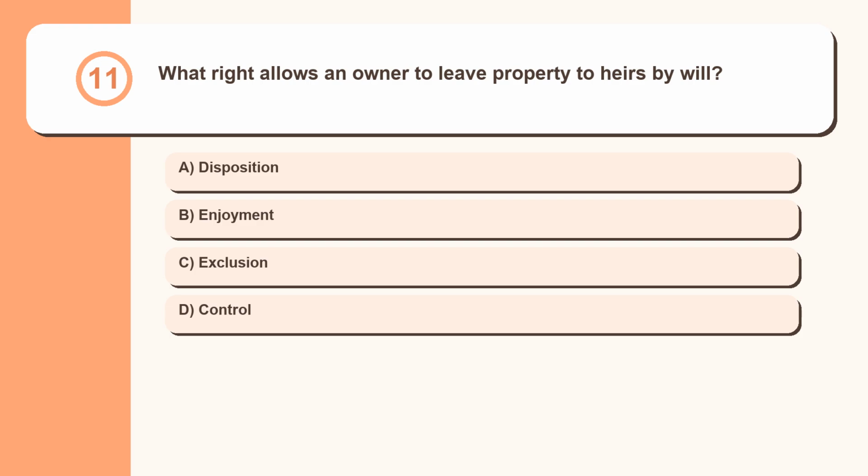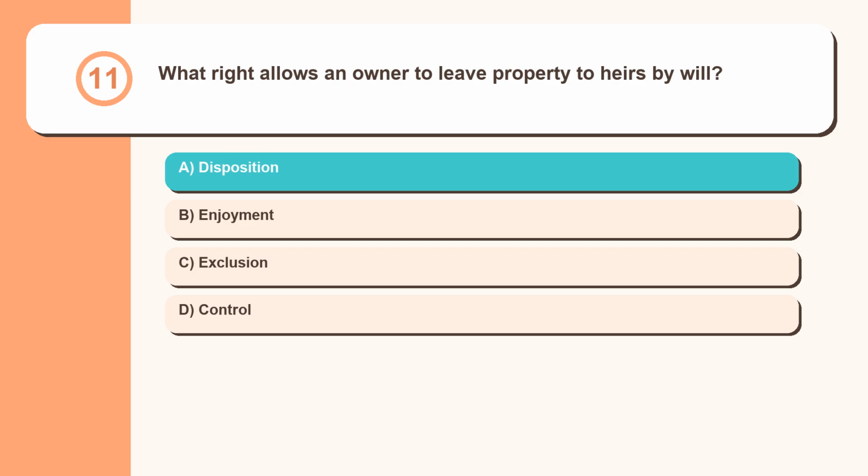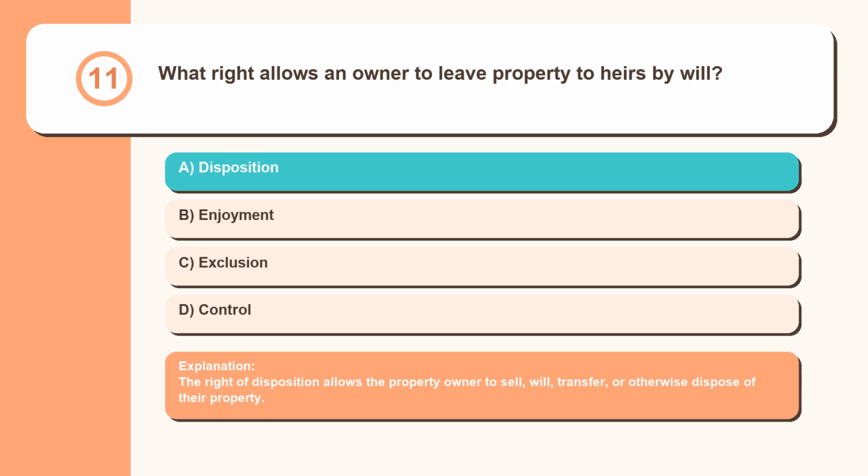Question 11. What right allows an owner to leave property to heirs by will? Disposition, enjoyment, exclusion, control. The right of disposition allows the property owner to sell, will, transfer, or otherwise dispose of their property.